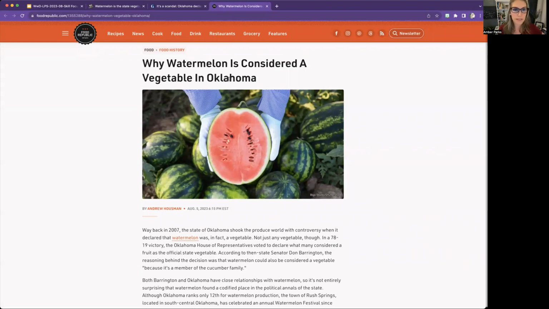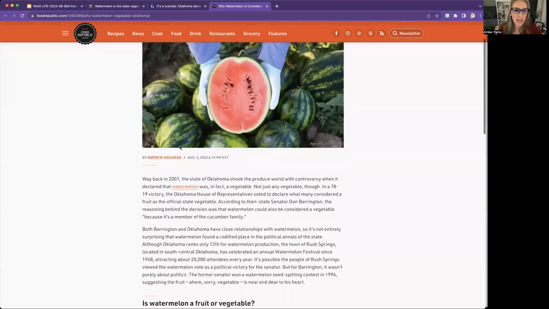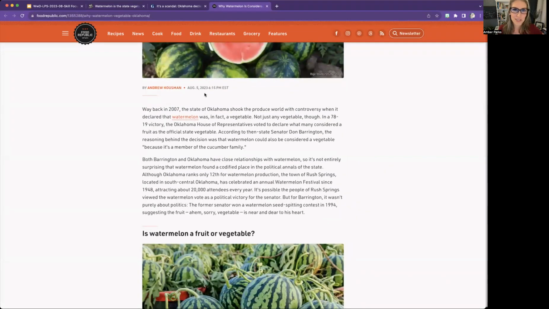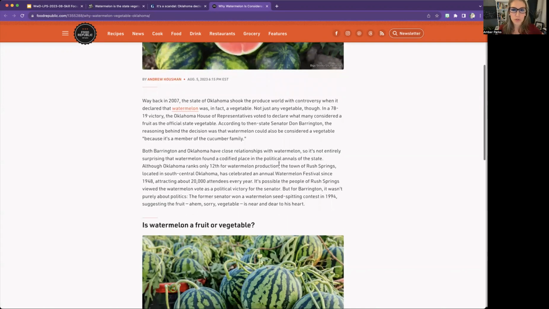One more: why watermelon is considered a vegetable in Oklahoma. And this one's pretty recent, which is fun to see. This one, again, you'll see that there's some verification of data between the three sources. And that's one thing we really do like to teach students, especially when they're finding information online, is that triangulation of data. Can you find the same information from three very different but reputable sources?